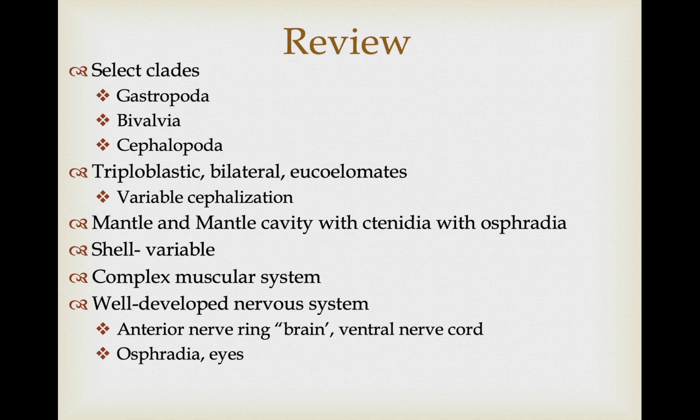And they generally have a very well-developed nervous system with an anterior nerve ring, which can be enlarged enough to make these ganglia that we refer to as a brain in certain groups. And then a ventral nerve cord that runs the length of the body connected by these transverse nerves. They have a variety of sensory structures, including the osphradia, chemosensory and mechanosensory structures throughout the body, and then also well-developed eyes in some lineages, which have evolved independently in different lineages.